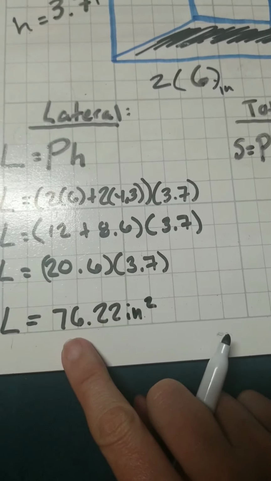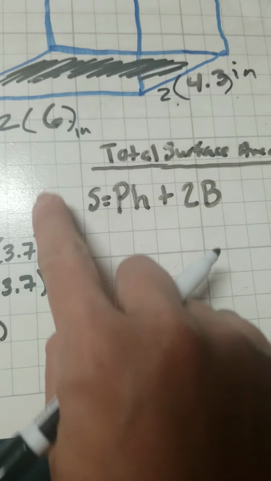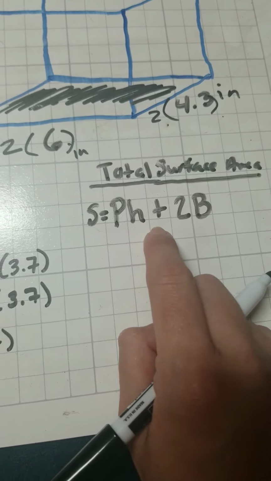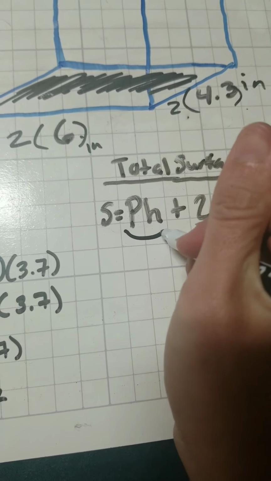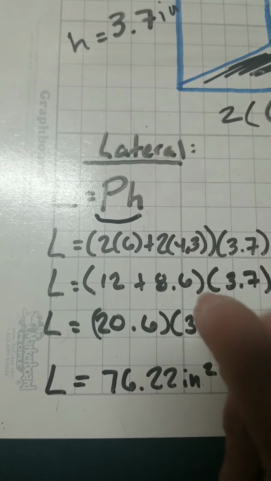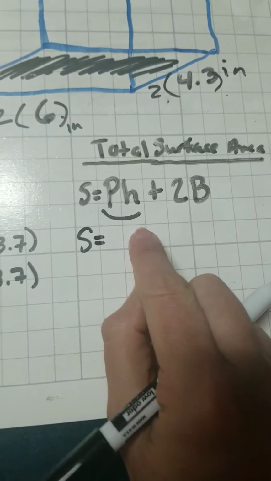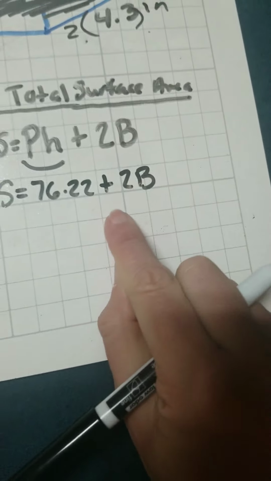So now I'm going to use this lateral surface area. And if you notice, my total surface area formula says that it's perimeter of the base times the height plus 2 times area of the base. So this formula right here is the exact same thing as what we found over here. So I'm going to take this number and put it into this formula and then utilize the area of my bases. So surface area is perimeter of the base times the height, which is this, plus 2 area of the base.